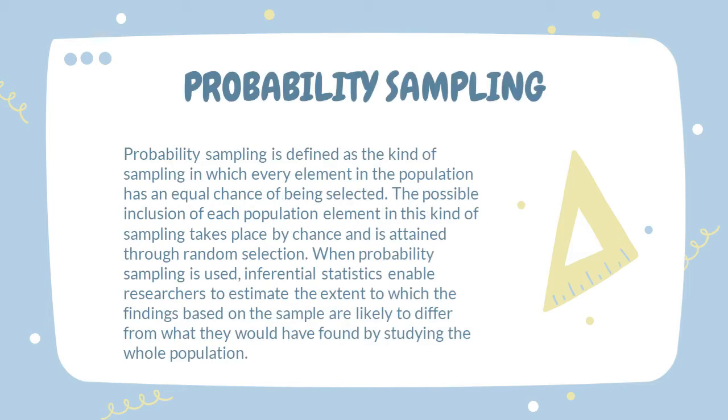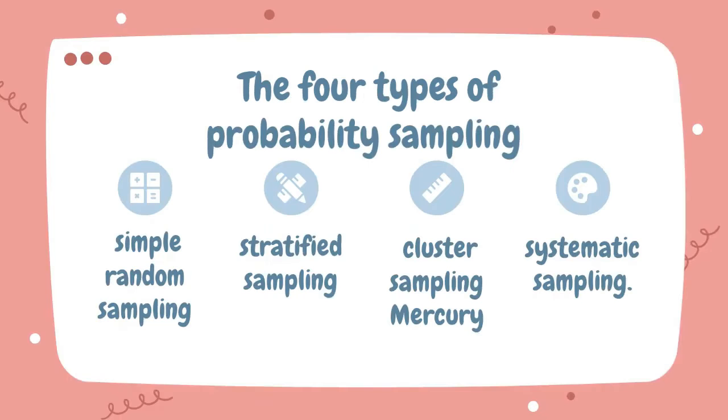Probability sampling. Probability sampling is defined as the kind of sampling in which every element in the population has an equal chance of being selected. The four types of probability sampling. First, simple random sampling. Second, stratified sampling. Third, cluster sampling. Fourth, systematic sampling.